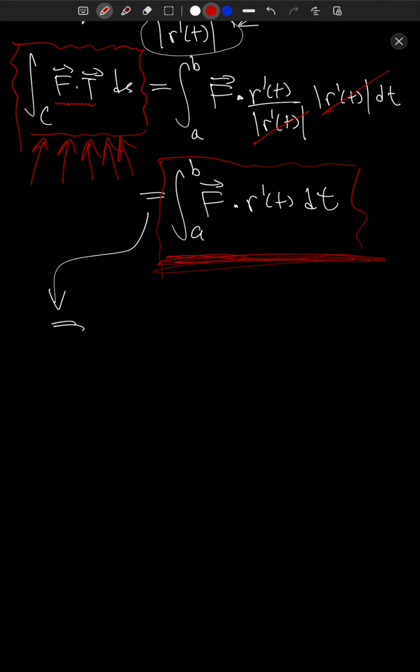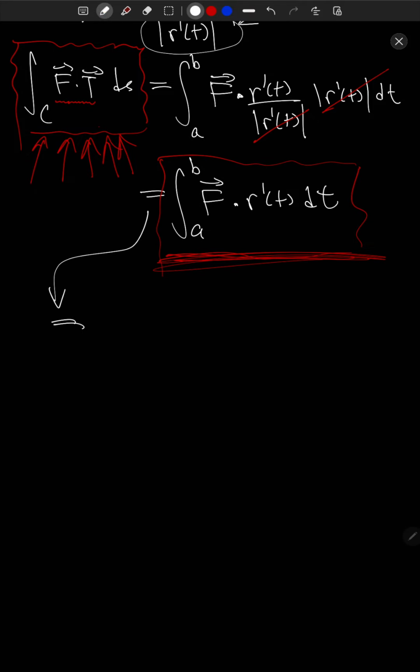In any case, let's continue this computation, because from here we get some notation. So this is the integral from a to b, and let me say F is the vector field given by F comma G. Let me emphasize this is F of x comma y, G of x comma y, because it's a vector field living in a plane.